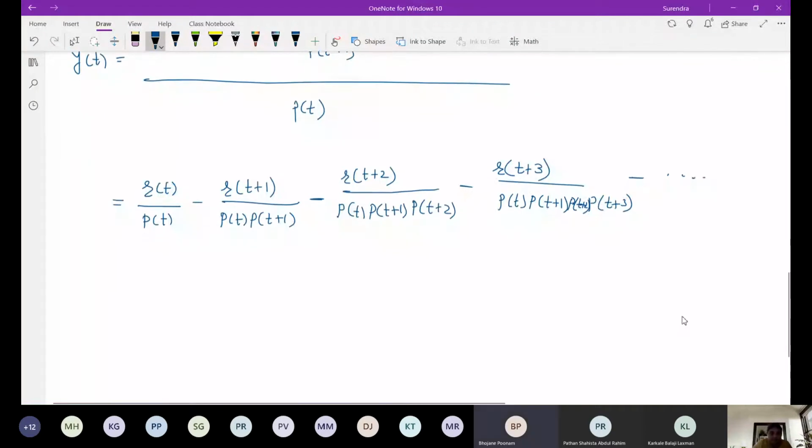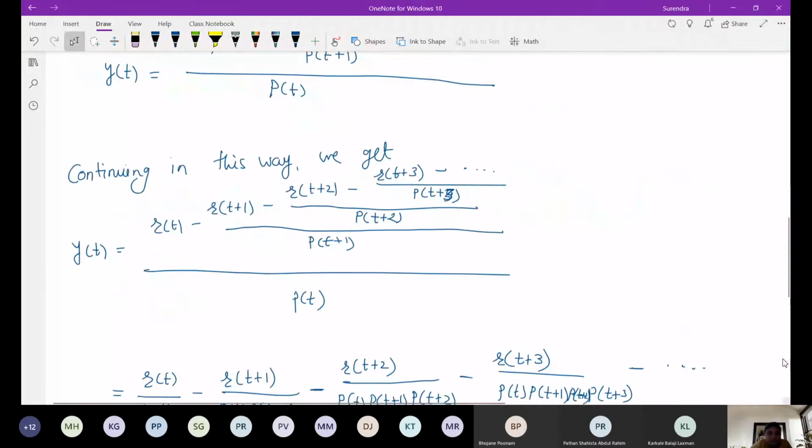So if I want to write in summation form, how can I write this? Summation k is equal to 0 to infinity, minus RT, minus RT.